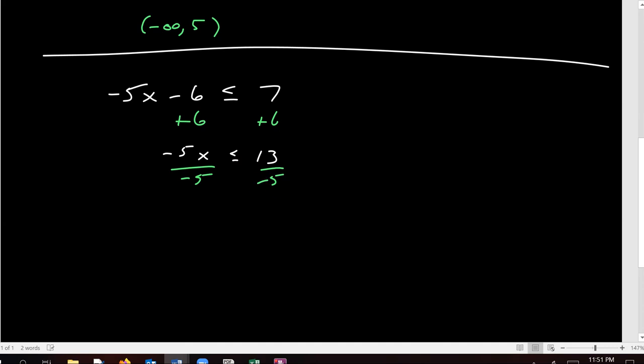Now this is the trick. When you're dividing by the negative 5, you have to switch this inequality symbol. It doesn't matter that 13 is positive. If 13 were negative, it wouldn't matter. It's only this number here. If that number is negative, you have to flip the inequality symbol over. So that's going to leave us with x greater than or equal to negative 13 fifths.